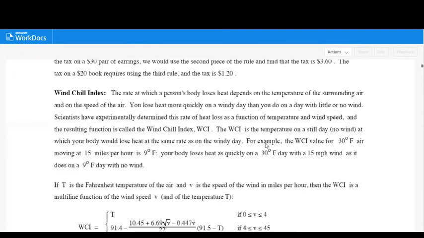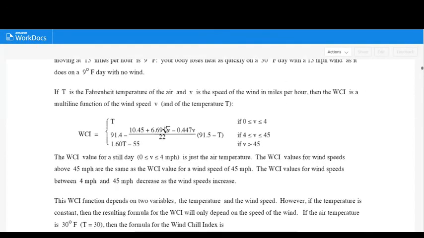So for example, the WCI value for 30 degree Fahrenheit air moving at 15 miles per hour is 9 degree Fahrenheit. So your body loses heat as quickly on a 30 degree Fahrenheit day with a 15 miles per hour wind as it does on a 9 degree Fahrenheit day with no wind. So same lang if ever kung may wind or wala. So same lang yung rate ng pag-lose ng body natin ng heat.